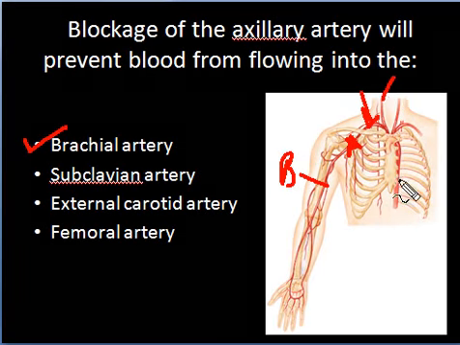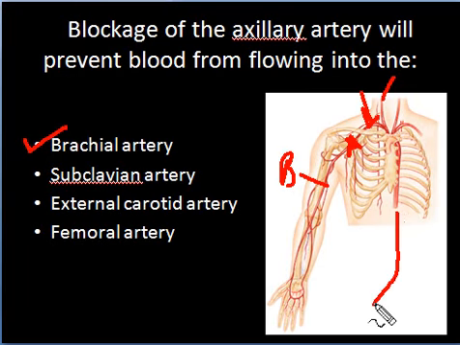Femoral artery is way down here after the aorta divides into common iliac, which divides into external and internal, and then the external continues as the femoral. So this is up, from here, so it's not going to block blood flow in the femoral artery. So our first choice was correct, so that is the correct answer for this question.